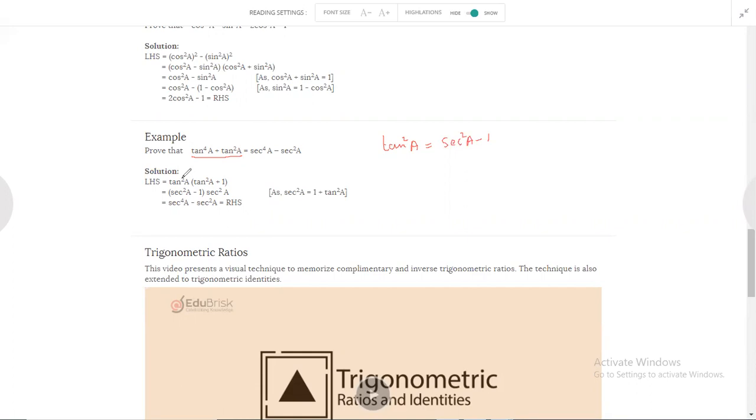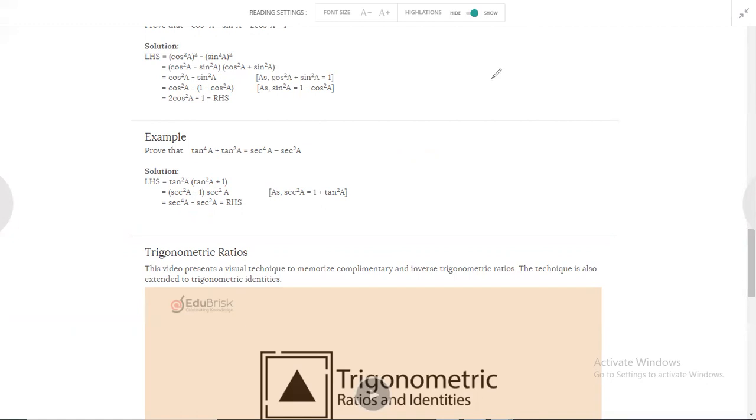And here tan square A is equal to sec square A minus 1, because there is no tan term in the RHS. Both the tan square we need to convert in terms of sec square. So this tan square A we write as sec square A minus 1, and this tan square A plus 1 we write as sec square A, and multiply together. So we will be getting sec to the power 4A minus sec square A, which is the RHS. So we can easily prove that LHS is equal to RHS.